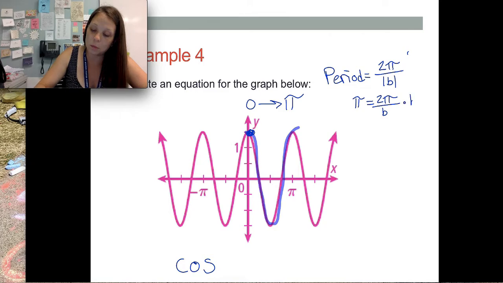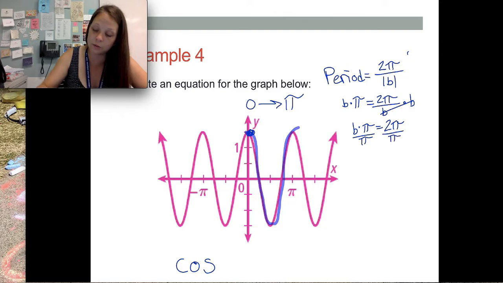So I'm going to multiply b over and have b times pi equals 2 pi. Divide by pi to get b by itself, and end up with b equaling 2. So that means inside my parentheses here being multiplied by x is going to be 2.